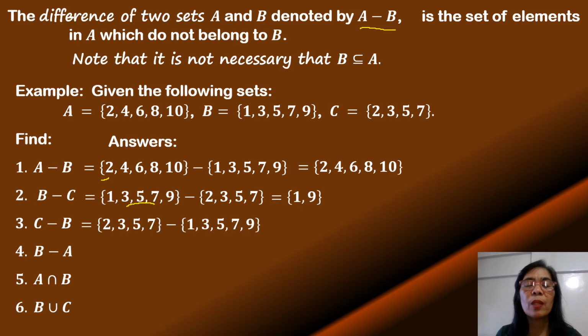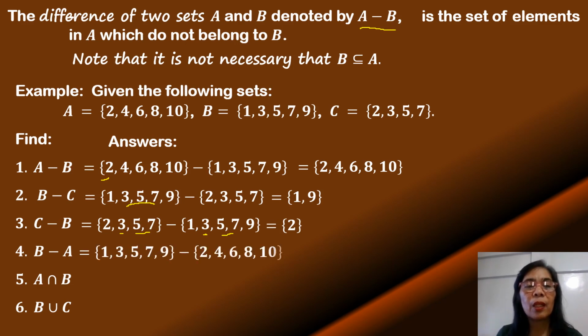C minus B. This is C, 2, 3, 5, 7. B is 1, 3, 5, 7, 9. What are those elements in C which are found in B? So 3 is found in the second set. 5 is also found in the second set. 7 is also found in the second set. And so therefore, the difference C minus B is equal to 2.